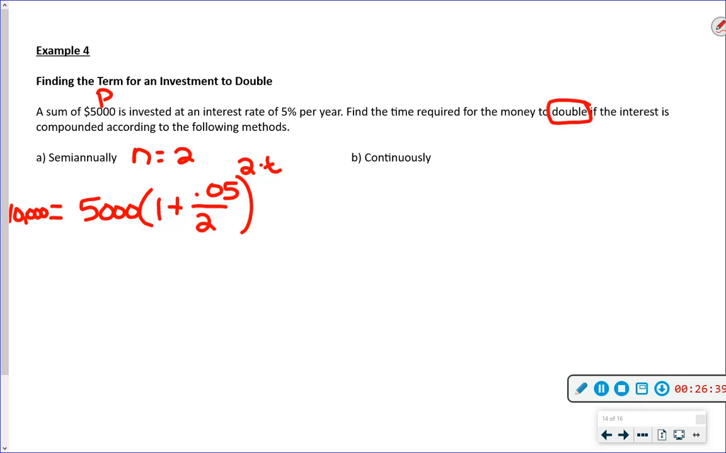If it said triple, you might see triple. What are you going to put for triple? 15,000. Okay, good job, Owen. All right, so let's work on this. I would divide off the 5,000.